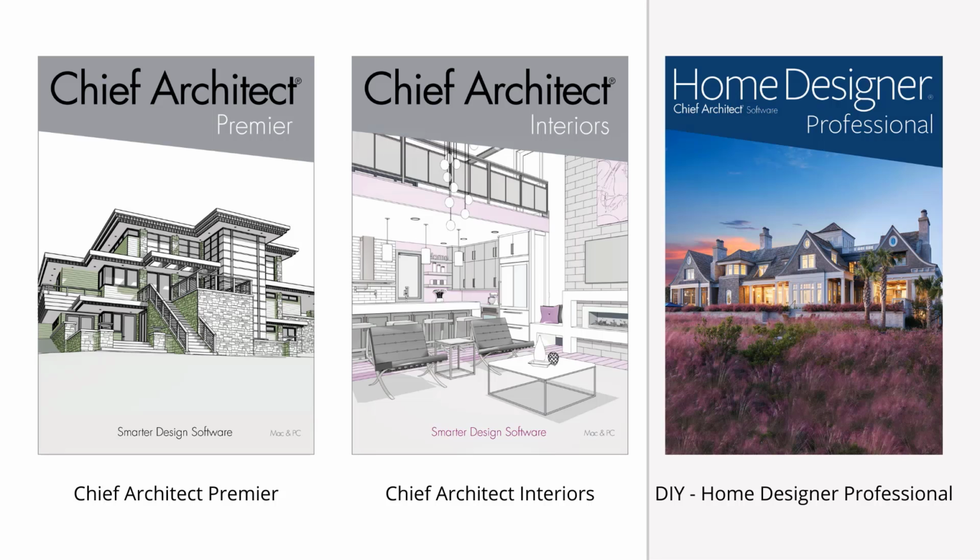In the Chief Architect line, there are two software options, Chief Architect Premier and Chief Architect Interiors. Chief Architect Premier is our flagship program and includes all of the tools and features of the Interiors version, plus more. Chief Architect Interiors is a subset of Chief Architect Premier and has all the same tools for kitchen, bath, cabinetry, and interior design as the Premier version, while excluding framing and exterior features such as decks and terrain.